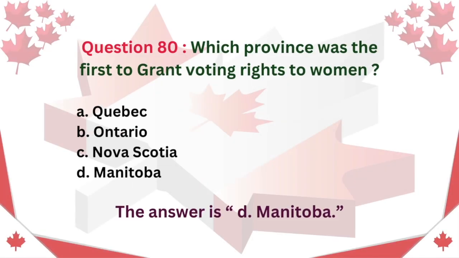Question 80. Which province was the first to grant voting rights to women? A. Quebec. B. Ontario. C. Nova Scotia. D. Manitoba. The answer is D. Manitoba.